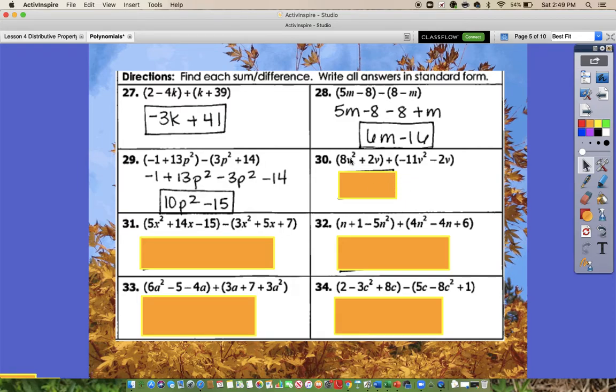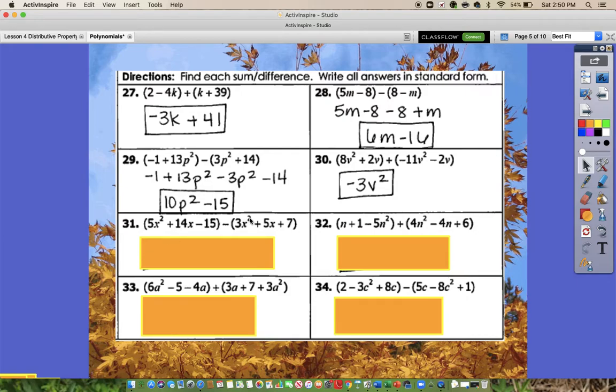For 30, we need to combine our v to the second powers, and this time we're adding, so we don't have to distribute anything because we would just be distributing a positive 1, so this parenthesis would stay the same anyway. So 8v squared plus negative 11v squared would give me negative 3v squared, and then 2v plus negative 2v would give me 0, so that just stays negative 3v to the second power.